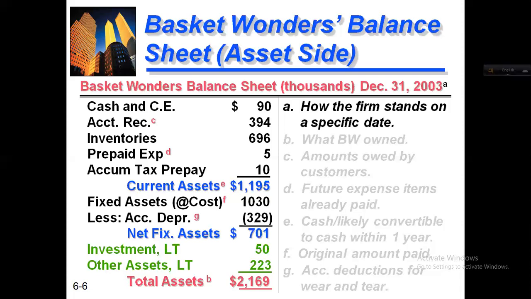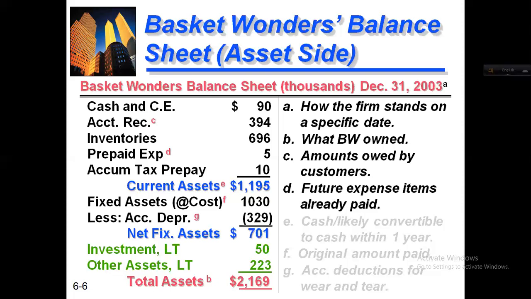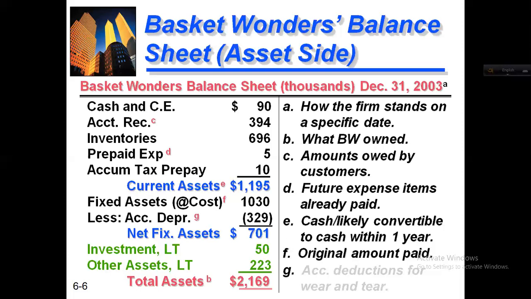So this balance sheet answers how the firm stands on a specific date. Number 2, what the firm owned. Number 3, amounts owed by customers, future expense items already paid, cash or cash likely convertible to cash within 1 year, original amount paid, and accumulated deductions for wear and tear.